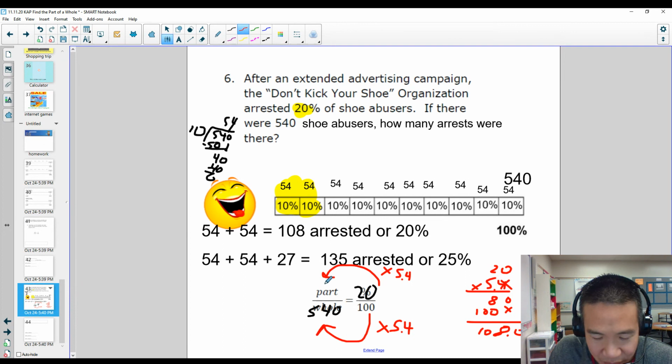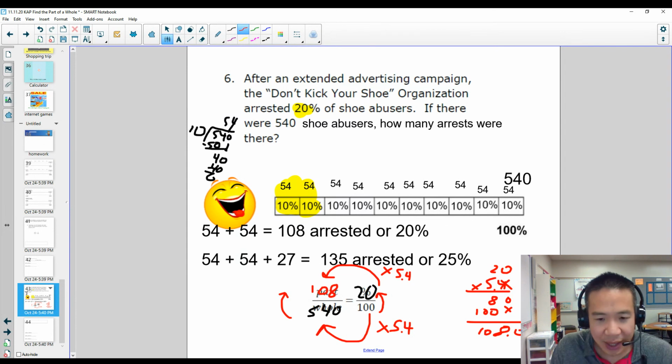Hey, same answer. So another way you could have done it is this way. How do you turn 100 into 20 groups? Divide it into 5 groups, fifths. So 540 divided by 5 is 108. And that's how you do percent of a number using a bar diagram or the part to whole relationship.